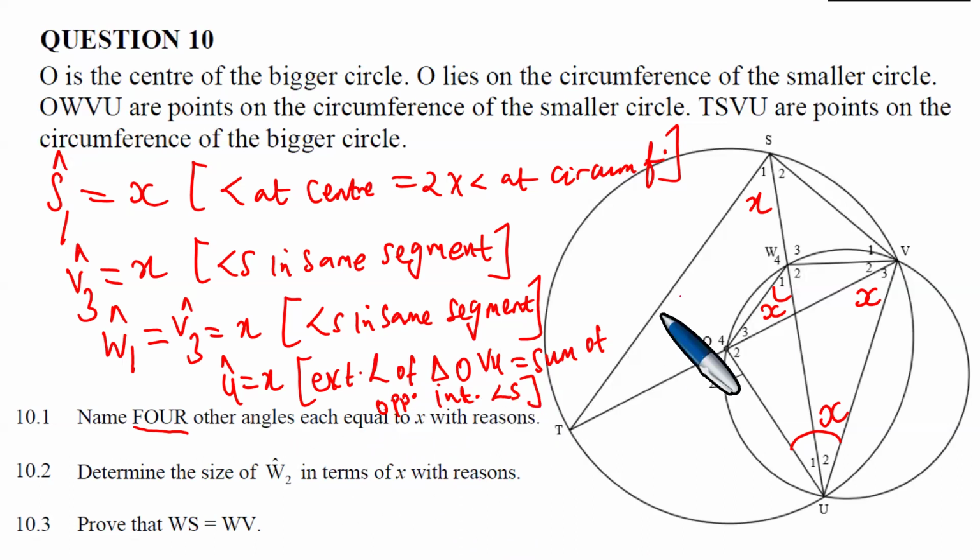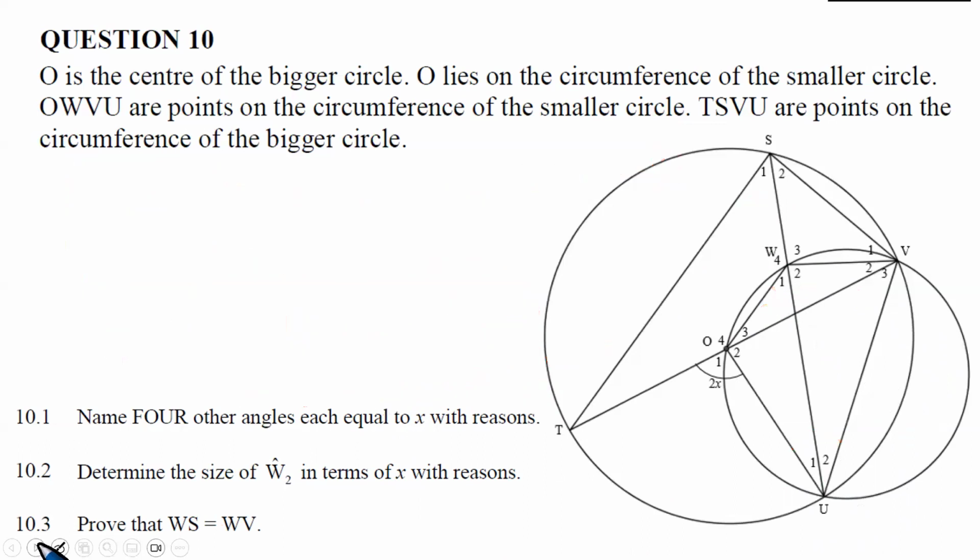So we have S1, W1, V3, the entire angle U. All those are X. Right, in 10.2, determine the size of W2 in terms of X with reasons.